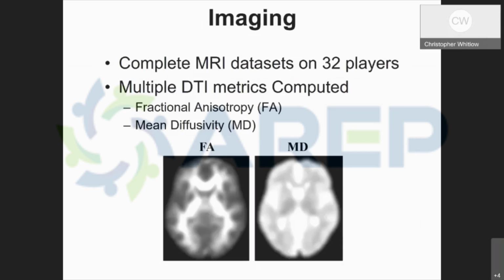We published one study in Radiology in which we looked at the white matter tracks of 32 players and computed DTI metrics, mainly just looking at simple ones like fractional anisotropy, FA, and mean diffusivity.